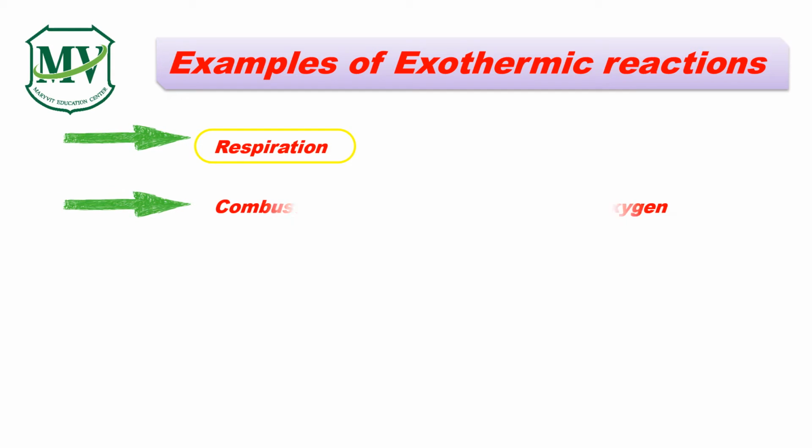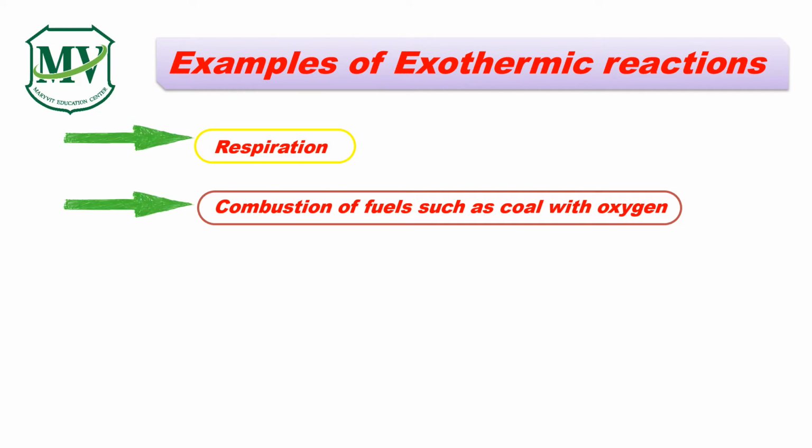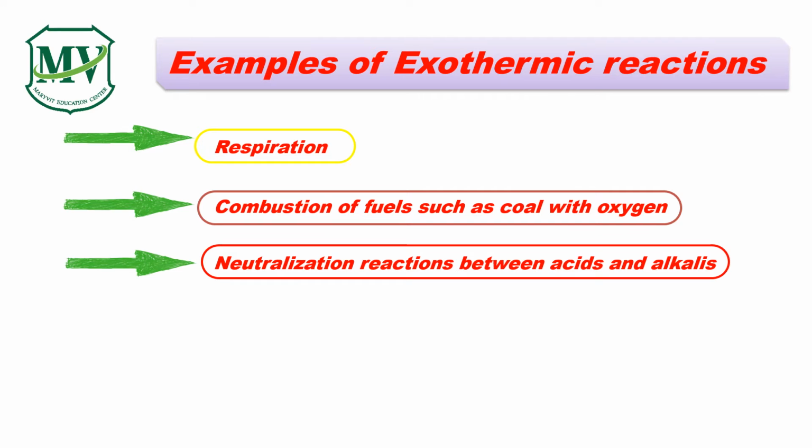Second, combustion of fuel such as coal with oxygen. All combustion reactions are exothermic reactions. During combustion, a substance burns as it combines with oxygen, releasing energy in the form of heat and light. Third, we have the neutralization reactions between acids and alkalis. Since a neutralization reaction between an acid and base releases energy once the two solutions are mixed together, it is considered an example of exothermic reaction.